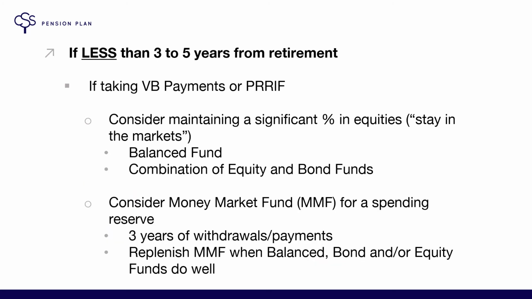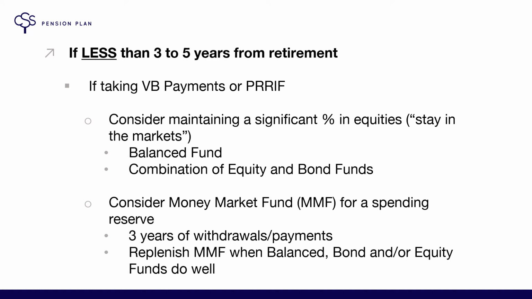If you are less than 3 to 5 years from retirement and planning to take the pension plan's variable benefit option, you'll want to stay in the markets with a good portion of your pension funds, as you will still have a long-term investment horizon of 15, 20, 25, or maybe even more years of retirement. You can stay in the markets by investing in the balance fund or some combination of the equity and bond funds. By staying in the markets, you would expect to earn a higher long-term average return and reduce the impacts of inflation.